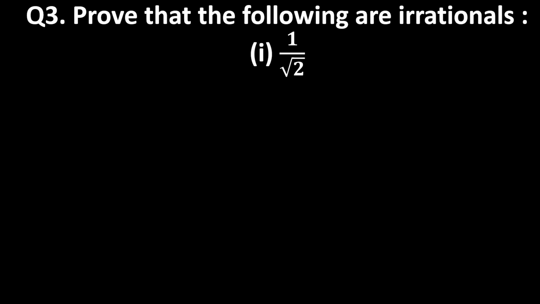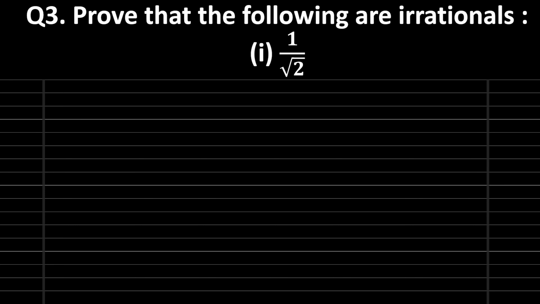In this video, we are going to solve question number 3 of exercise 1.3. The question is, prove that the following are irrationals. The first subpart is 1 upon root 2. So we have to prove that 1 upon root 2 is an irrational number. We will start by assuming 1 upon root 2 is a rational number.